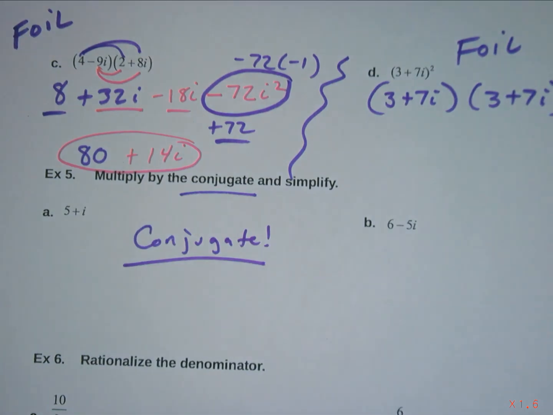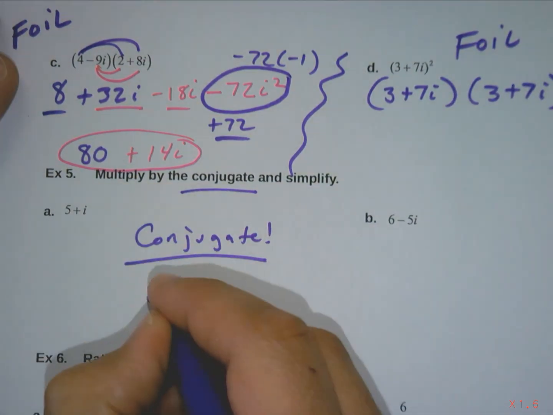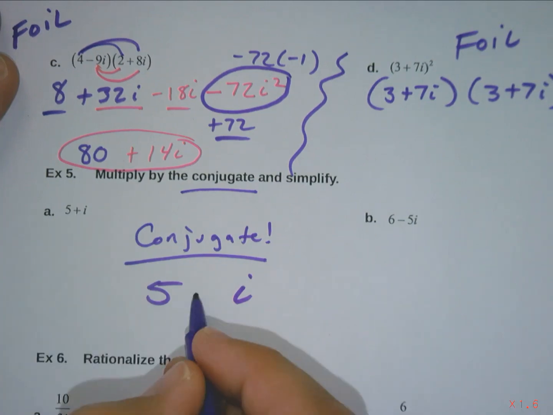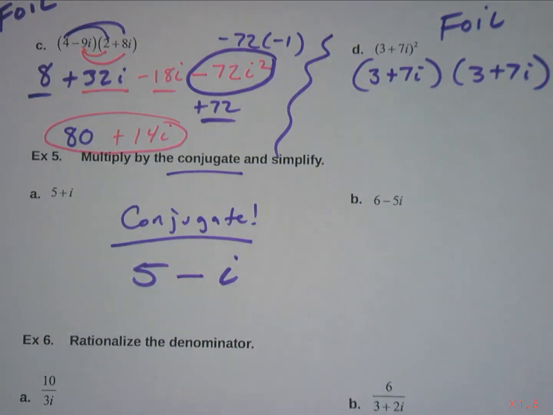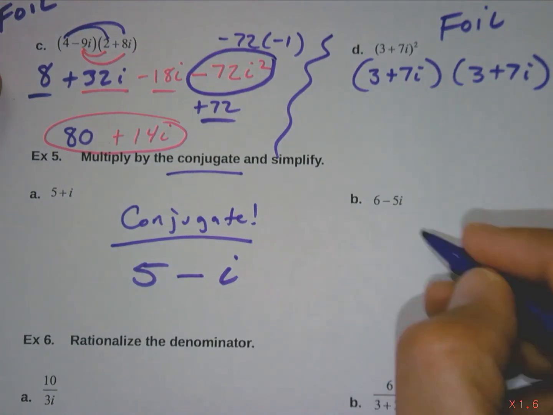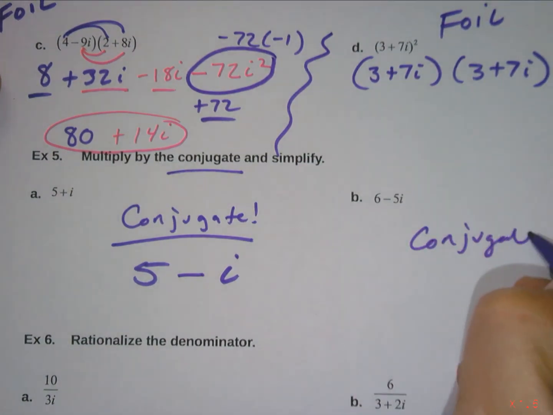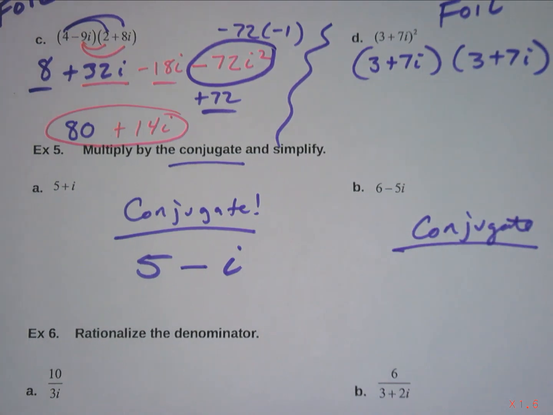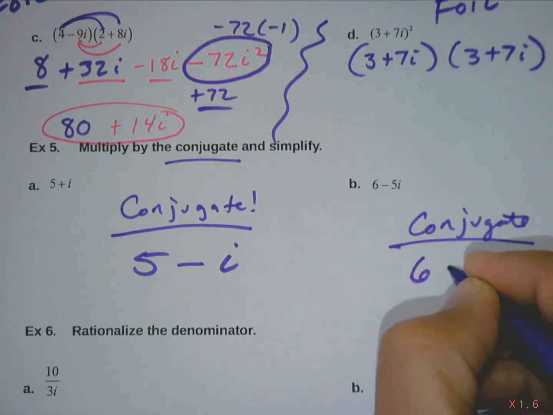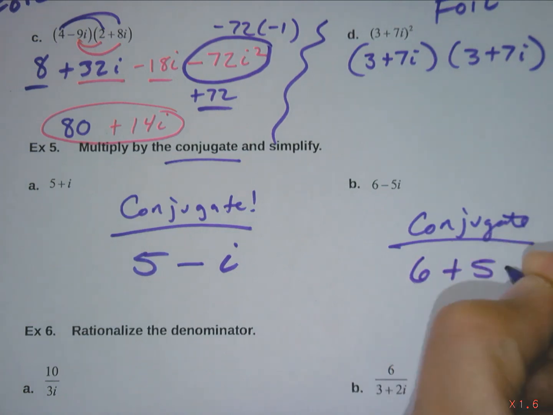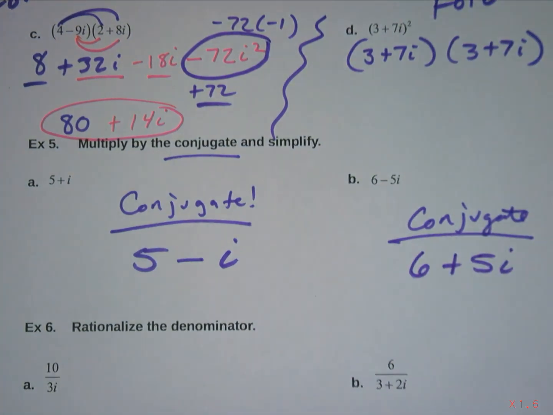If they just ask what the conjugate is, you rewrite the exact same thing, except if that's a plus, then that's a minus. And that's the conjugate. So the conjugate of 6 minus 5i is 6 plus 5i. Just rewrite the exact same numbers that you see, except if there's a minus, make it a plus. If it's a plus, make it a minus.